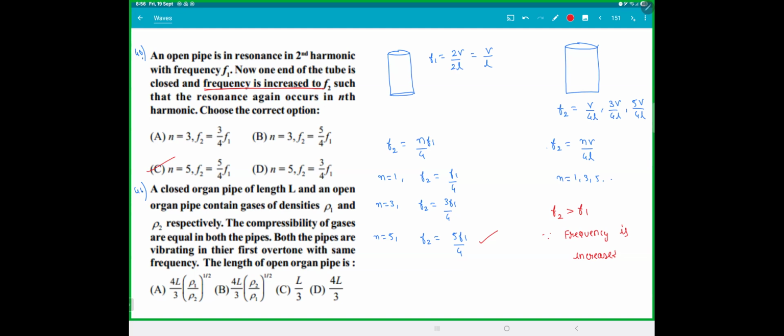Closed organ pipe of length L and open organ pipe containing gases of density. So here, if you're messing up the density, remember the speed is root over bulk modulus by rho. So speed is changing. And in any case, people forgot what is compressibility. Compressibility is 1 by bulk modulus. So indirectly it's telling you the bulk modulus of the gas is the same.